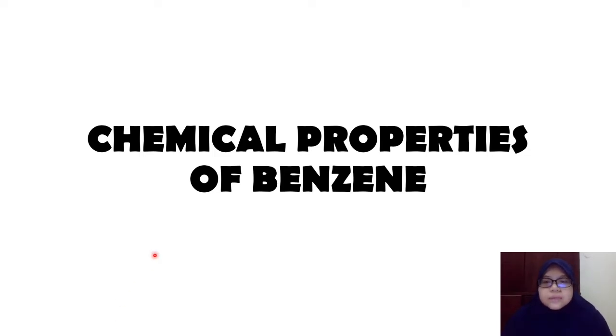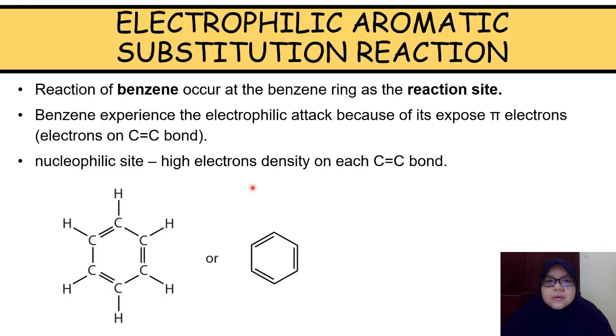So for today's video, we will learn about the chemical properties of benzene. Benzene will undergo electrophilic aromatic substitution, and the reaction of benzene occurs at the benzene ring, the aromatic ring, as the reaction site. This aromatic ring will experience the electrophilic attack because of its exposed pi electrons.